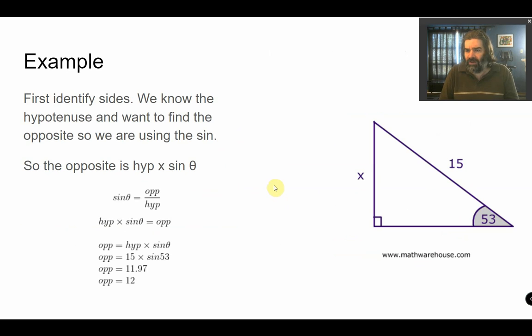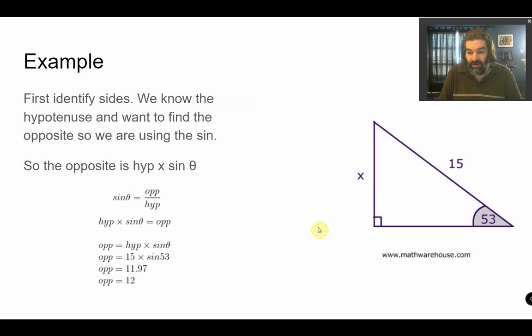So let me show you how that's done. Let's say I give you a triangle like this. The hypotenuse is the side opposite the right angle. So we know the hypotenuse, we know the angle, and we want to know the side opposite. This is the first case. We want to know the opposite, we know the hypotenuse. Because it's opposite and hypotenuse, we know we're using sine. So to find it, we multiply the hypotenuse by the sine of the angle.